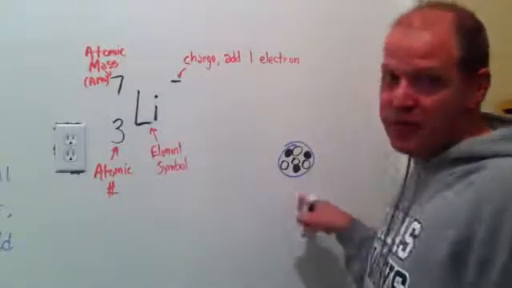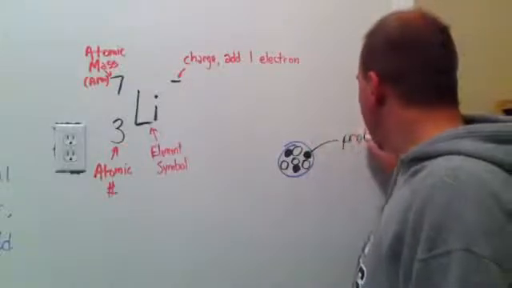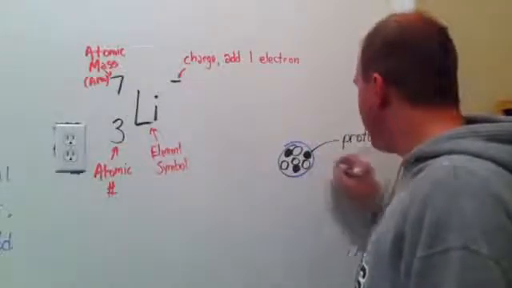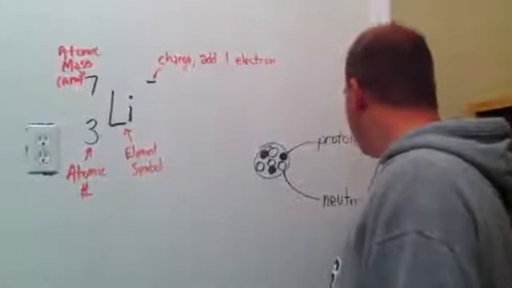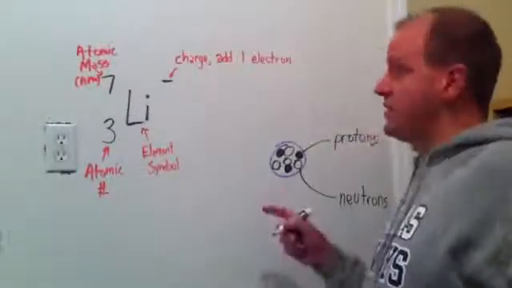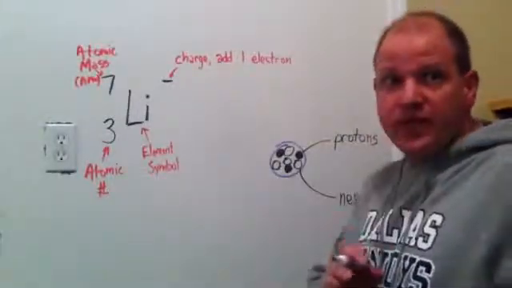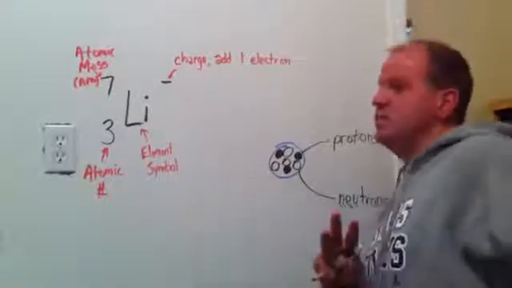Alright, now we need to label inside that nucleus. So we've got the protons. We've got our neutrons. And now we can move on to our electrons. So let's take a look at the number of electrons that we need. Now remember, for the electrons, we've got 3 electrons.